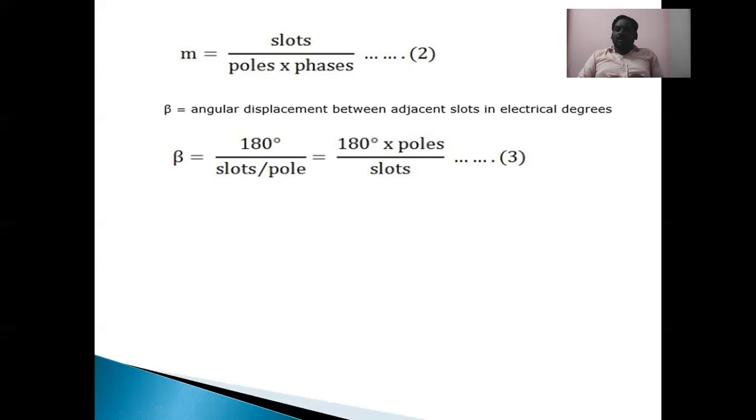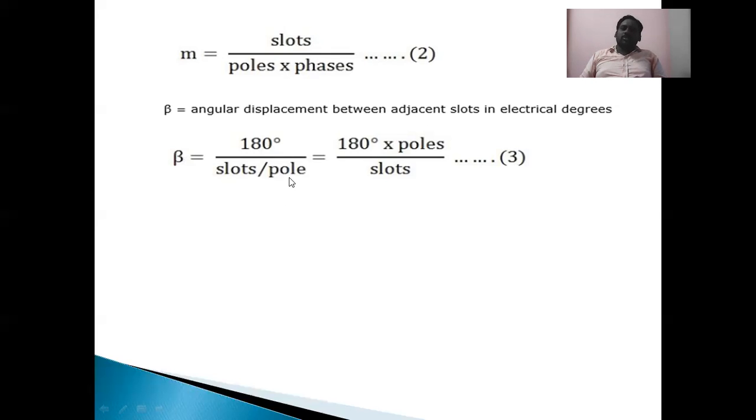In the last class, we already discussed the slot angle, the angle of the slots with respect to the pole. Now it is beta. Beta is the angular displacement between adjacent slots. An armature circuit has several slots, and the angular displacement between any two adjacent slots is called beta. That is measured in electrical degrees. How can we define it? Beta is 180 by n.